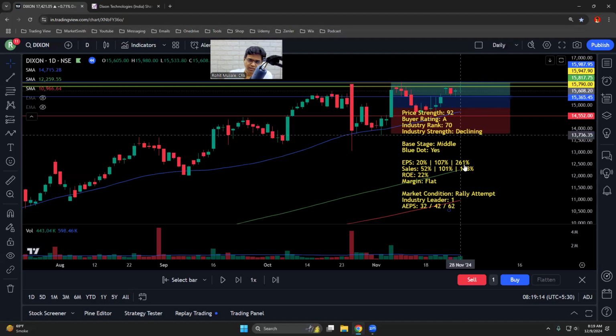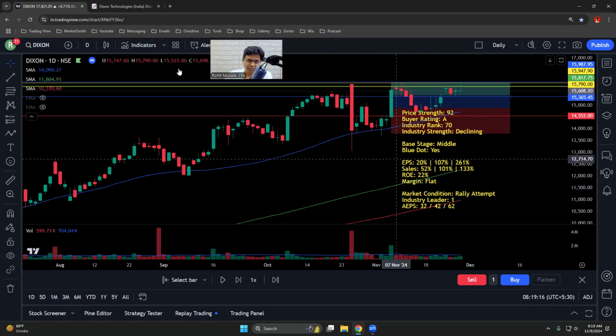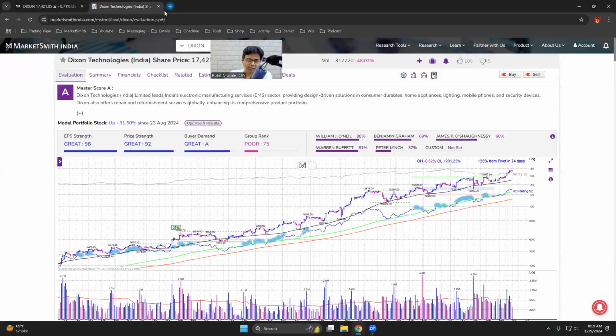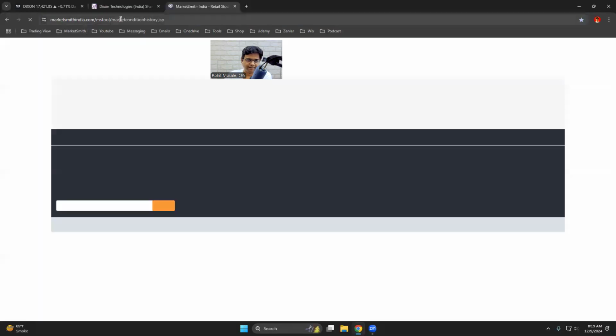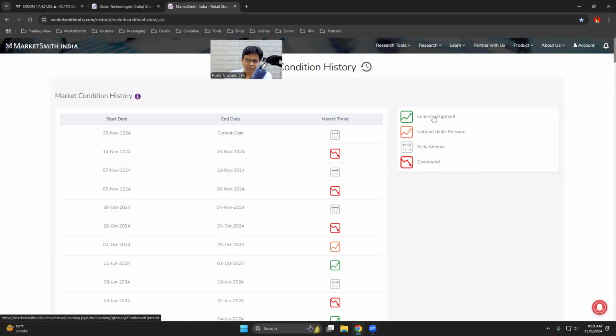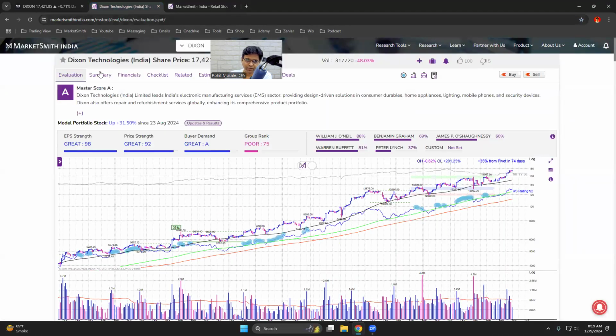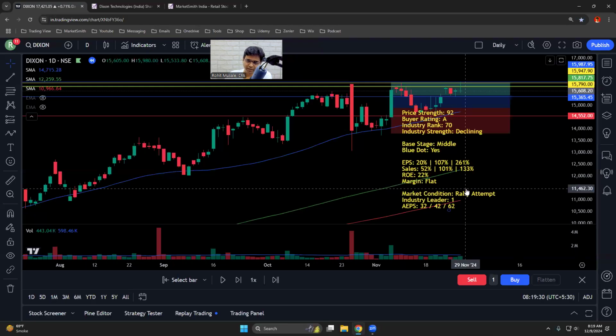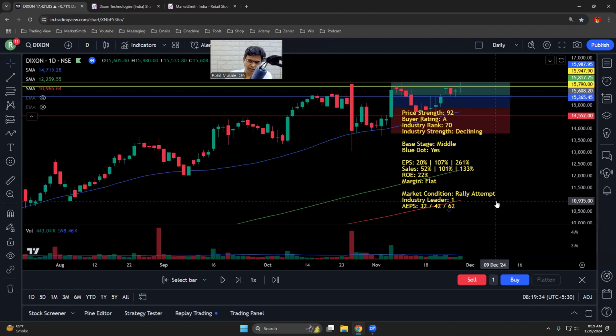Now on this day, if you see, market condition is rally attempt. Market condition is something you can check here in this link. The market is trying to attempt a rally. It is not in a confirmed uptrend. That is not a good sign. Market is in a rally attempt. Still, I ended up buying the stock. I was okay to tolerate the risk.